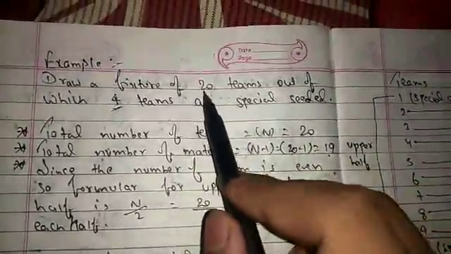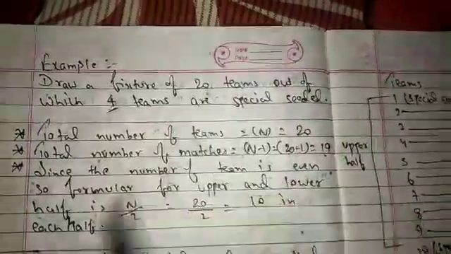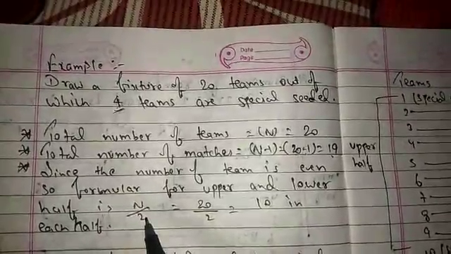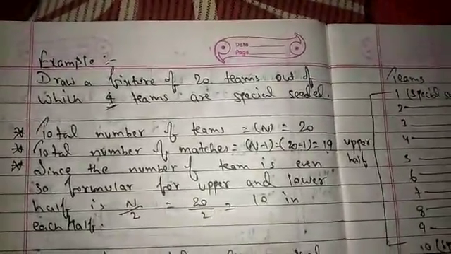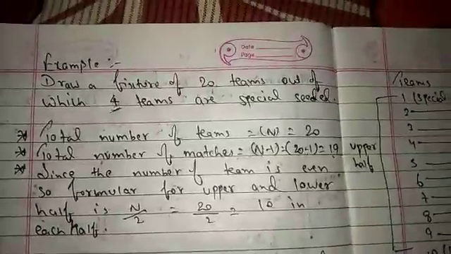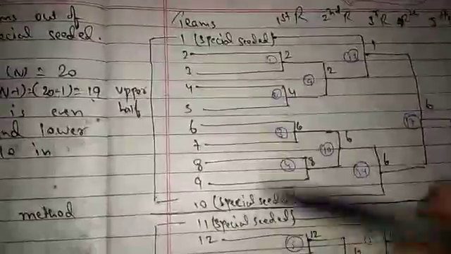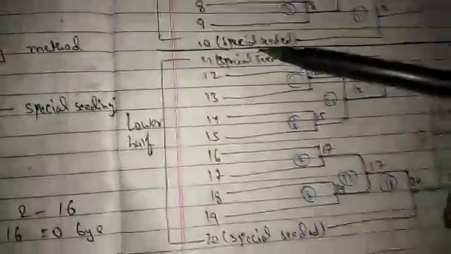Since the total number of teams is 20, the formula for calculating upper and lower half is n by 2 for each. For upper half n by 2 and for lower half also n by 2. So 20 by 2, that is 10 in each half. You must see that: 10 in upper half and 10 in lower half.